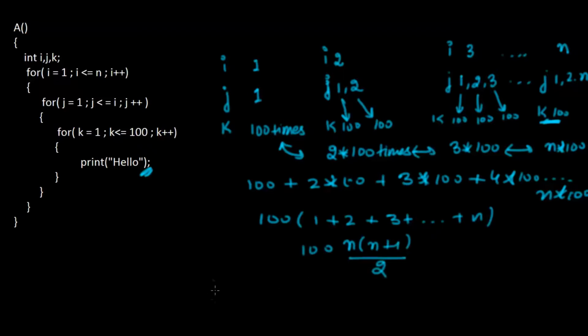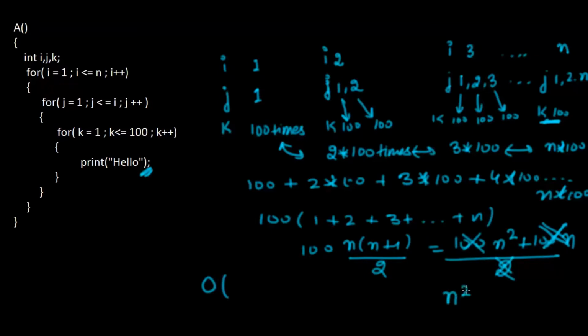Now to find big O analysis, we have to drop all the non-dominating terms. So I can write this as 100 into 100n square plus 100 into n divided by 2. So by dropping non-dominating terms, I drop this 100n, and by dropping constants, I drop this 100. So I am left with n square. So my time complexity finally is O of n square.